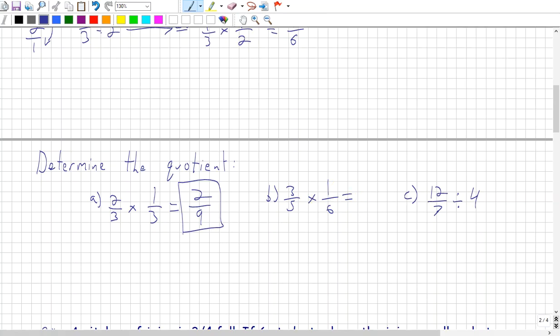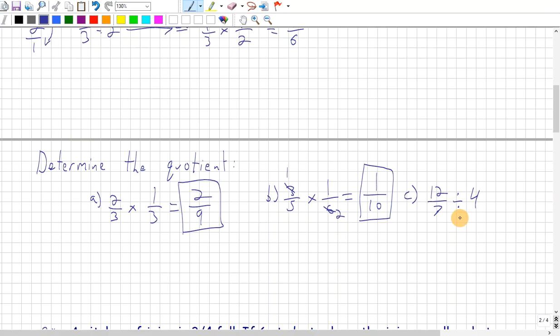And remember that little hint from last lesson? We can cross divide. So I could actually take this 3 and this 6, divide them both by 3, get 1 and 2. So I get 1/5 times 1 over 2. 1 times 1 is 1, of course, and 5 times 2 is 10. Again, you could have multiplied straight across, reduced after. That's totally fine. 1 over 10.